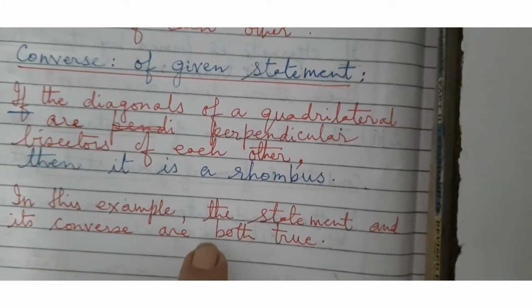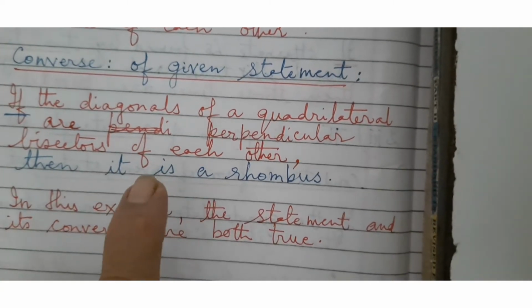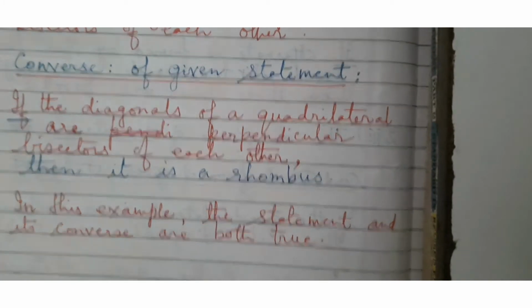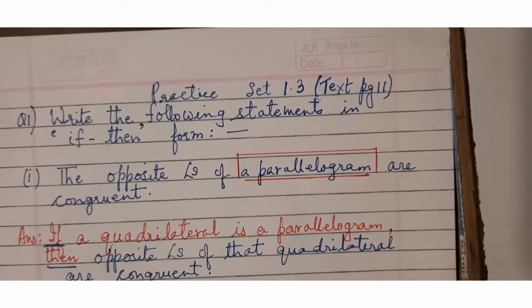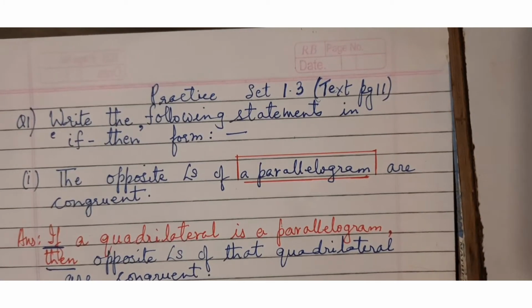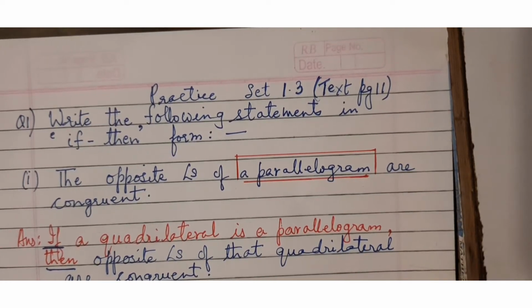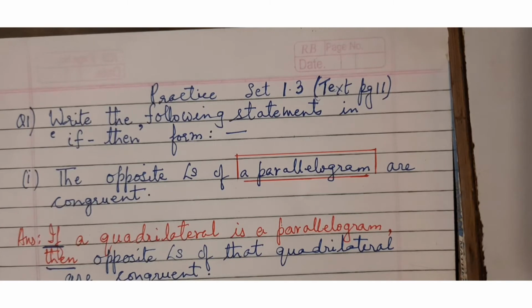So in this particular example, both are true. Now let's see exercise 1.3. Now let us see practice set 1.3 from your textbook, page 11. The first question says, write the following statements in the if-then form.